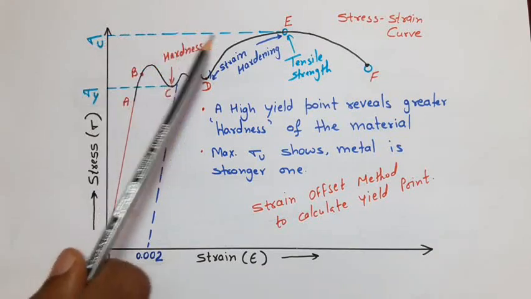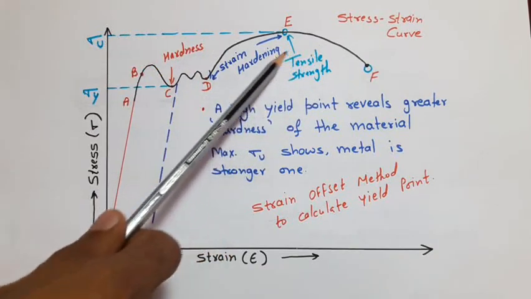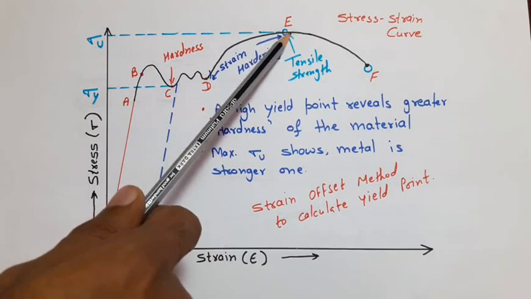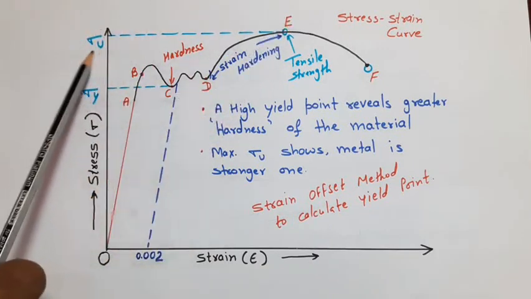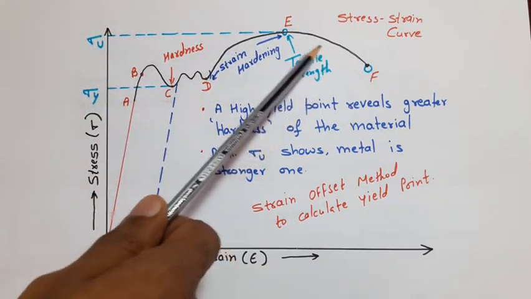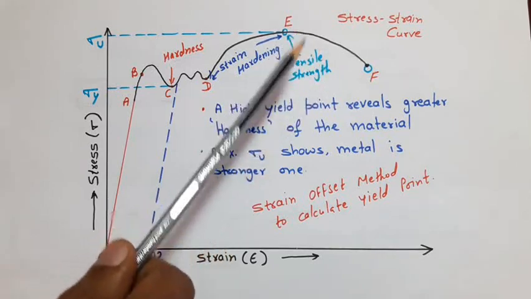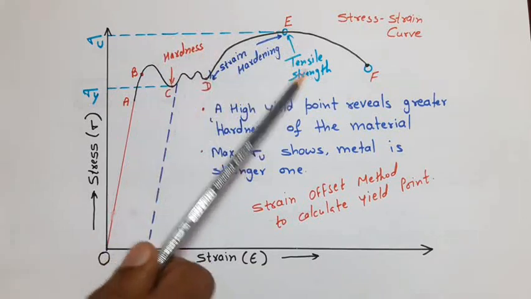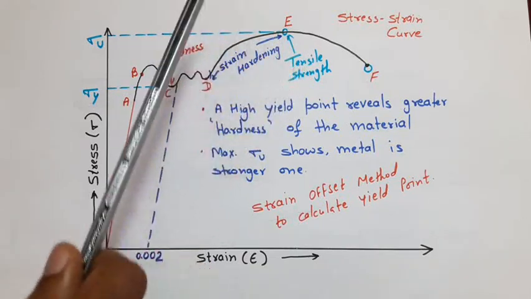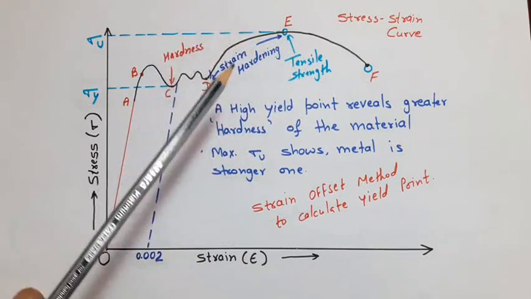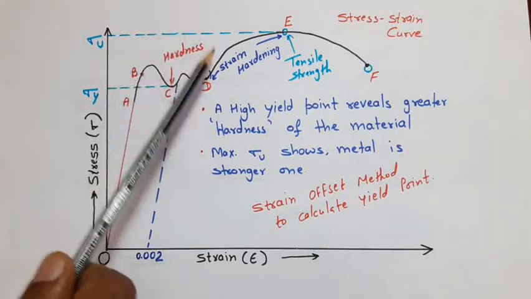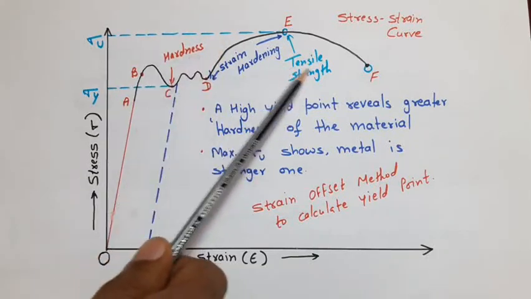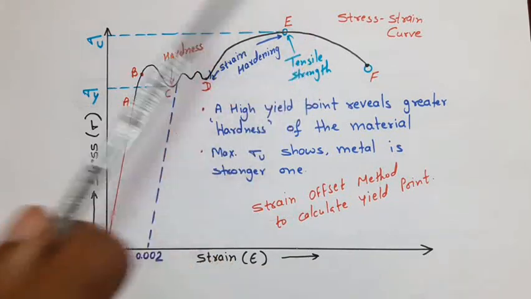Now the strength of a material, or we can say tensile strength, is described by point E. The higher the ultimate stress value, the higher the strength of the material. Hardness and tensile strength of the material in combined form can be called the strongness of the material. If we want to increase the strongness of a material, then hardness and tensile strength both should be increased.